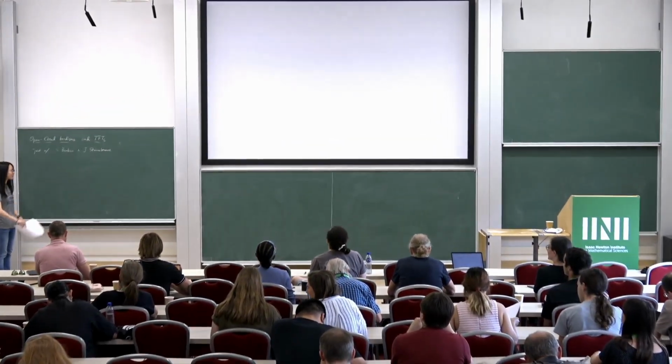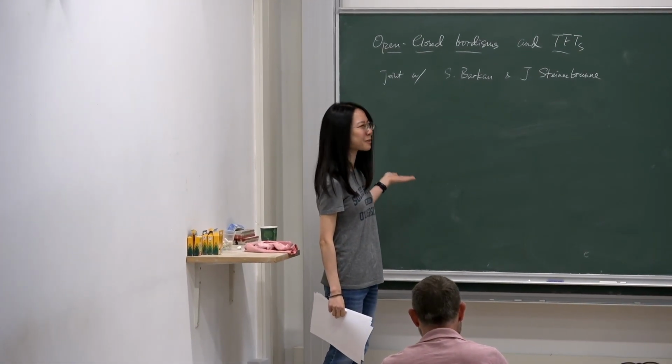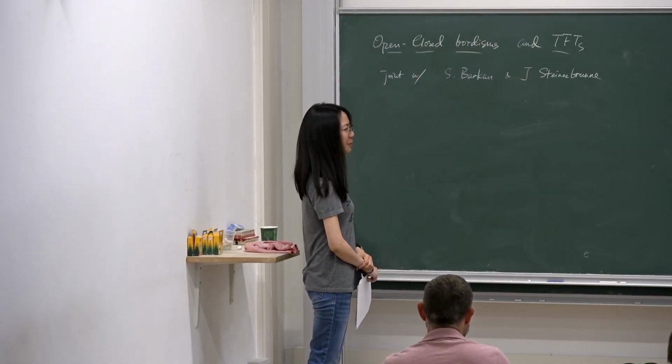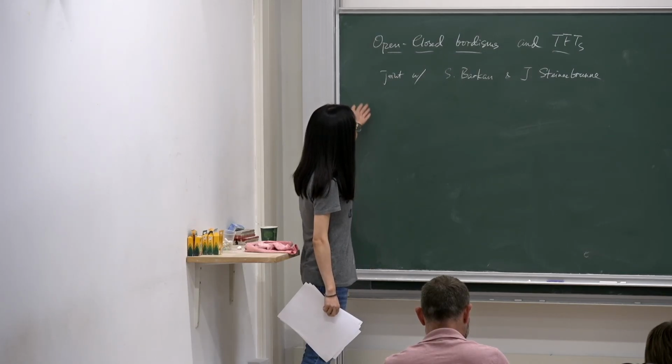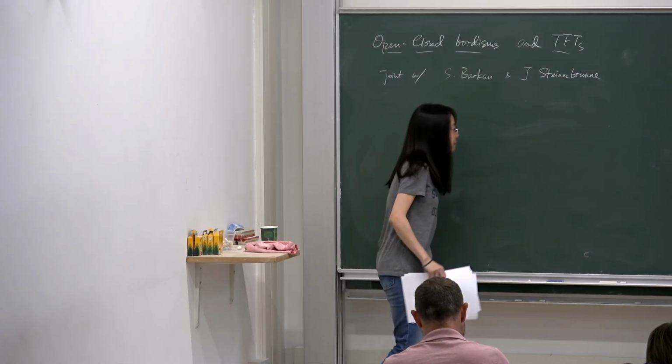Okay, thanks Mark for the introduction, and thanks for inviting me. I'm going to talk about something that's not quite related to the telescope conjecture, but it has THH in it, so hopefully we draw some nice pictures and everything will be clear. This is joint work with Charles Barkin and Jan Steigbrunner.